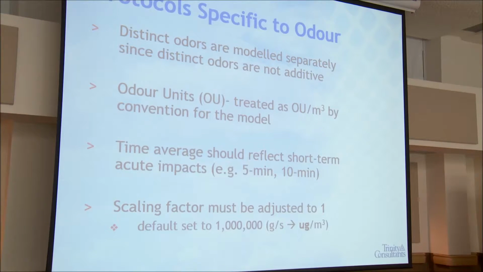Finally, time averaging, we've heard a lot about this, very important. AERMOD does a 1 hour time average by default. And in order to manipulate the model, you're going to have to use an equation to time average it appropriately, and I'll explain that in the next slide. And the scaling factor in AERMOD, for those of you who are familiar with the model, we go from grams per second to micrograms per cubic meter. So if we were going from odor units per second, we don't want to be in micro odor units per cubic meter, so we simply need to change the scaling factor down to 1.